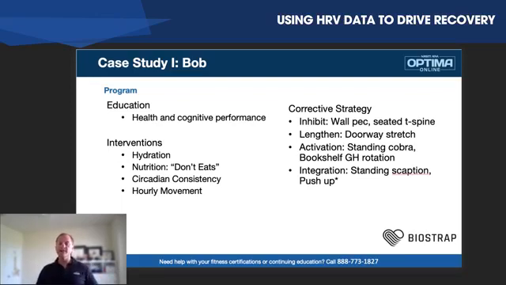Then we'll look at some activation. So this is kind of the opposite, where you can think of it as being up-regulating or activating, turning these muscles on. That's going to provide us some stability. Then we're going to finish that up with integration, and this is going to be just like the name implies there with integration. We're going to coordinate some movement patterns. These will be total body for Bob here. We just have a couple of upper body things, but going back to inhibit.